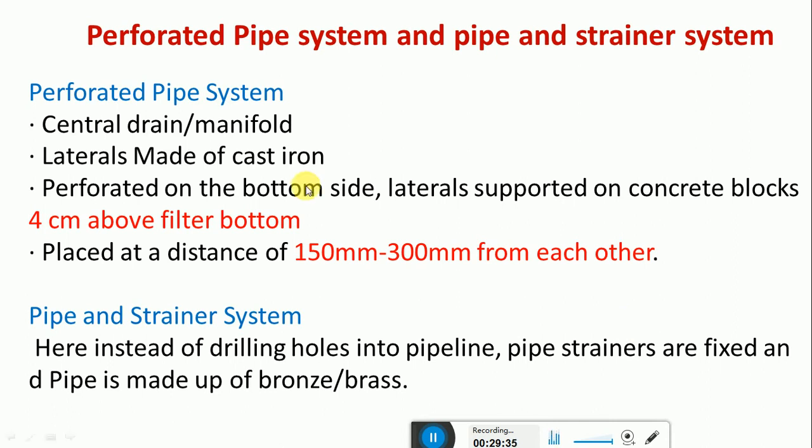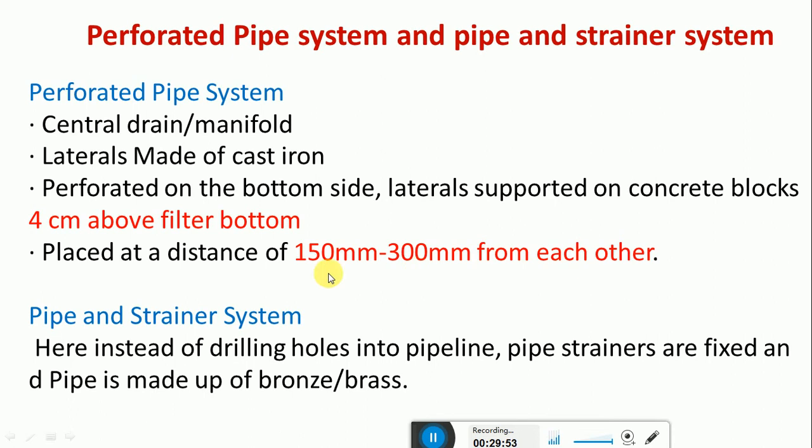Okay, so it consists of the central drainer manifold. The laterals are made up of cast iron, so it is perforated on both sides. The laterals are supported on concrete blocks, 4 cm above the filter bottom. They are placed at a distance of 150 mm to 300 mm from each other.